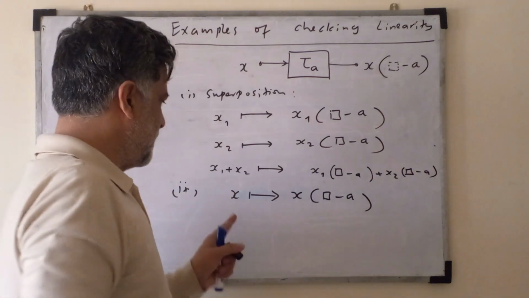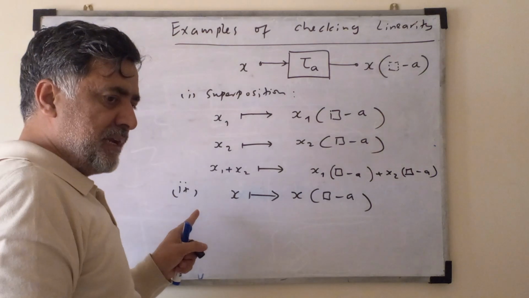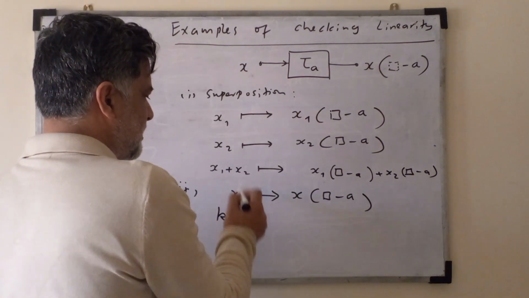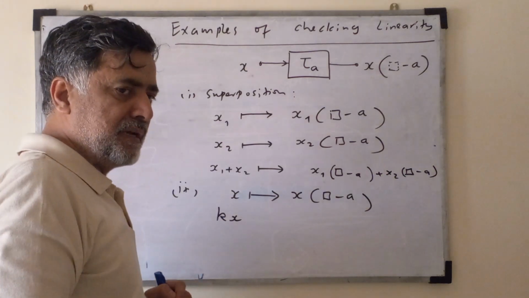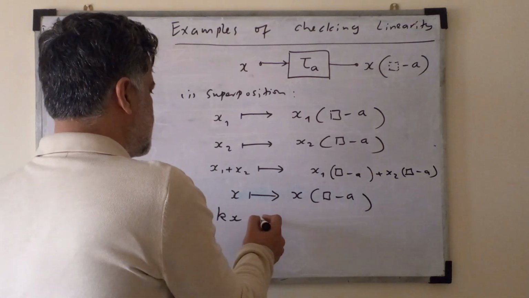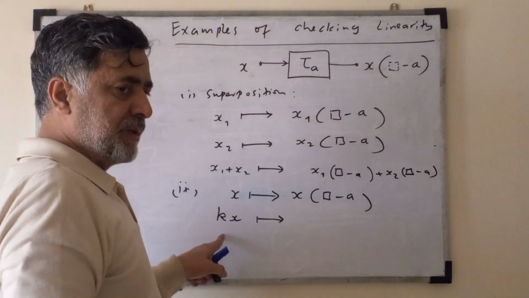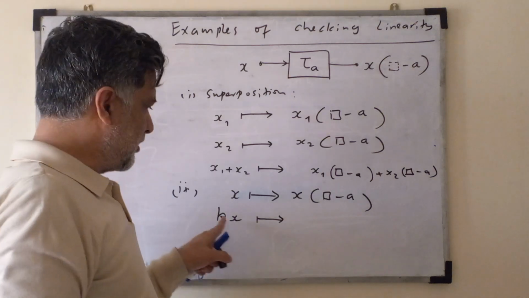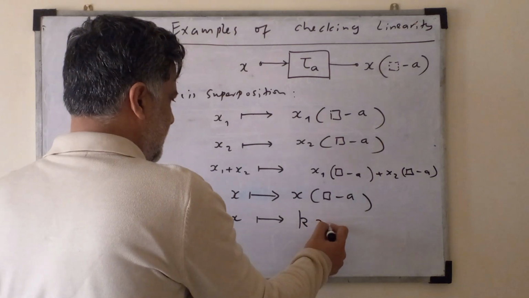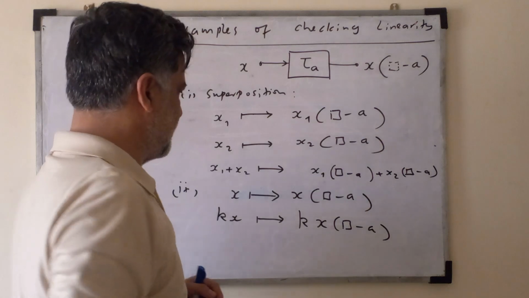The second property which we need to check is that if x is mapped to x of t minus A, and now I scale this, and the scaling has to be amplitude scaling, not time scaling. So let's multiply this by some number k. K can be any real number, or even a complex number, doesn't matter. The shift will apply to k times x. Now k does not have any time dependency, so it will simply be k times x of t minus A. It is so simple that you don't even notice.